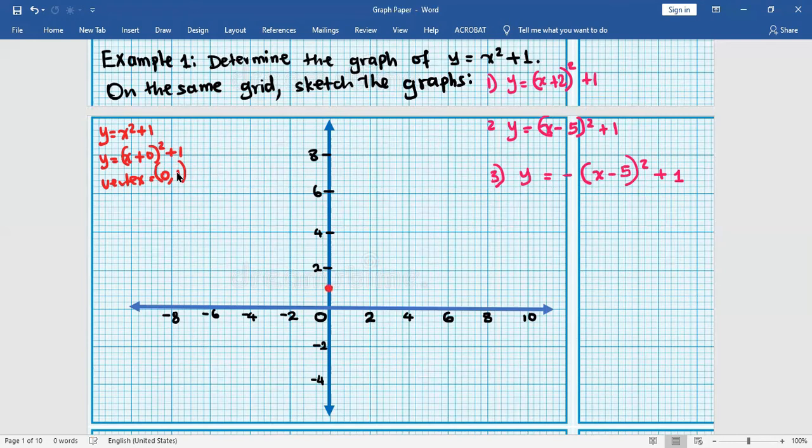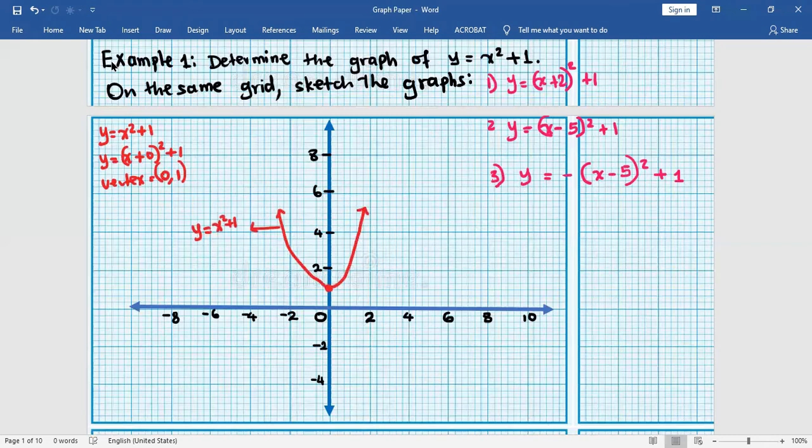So this means that the graph will be something like, let's say, okay, it will be something like that. So we say that this is y equals x squared plus 1. So the vertex is at (0, 1).